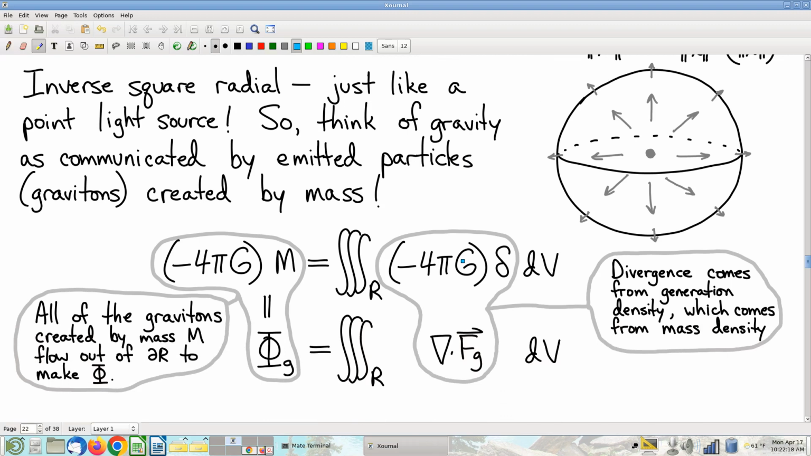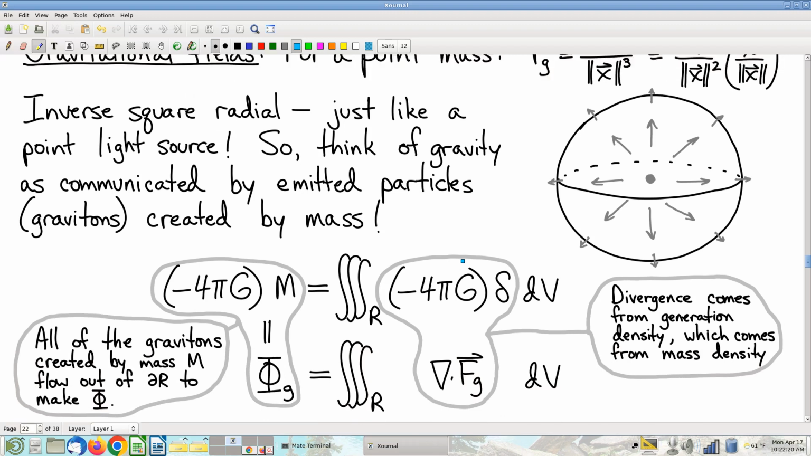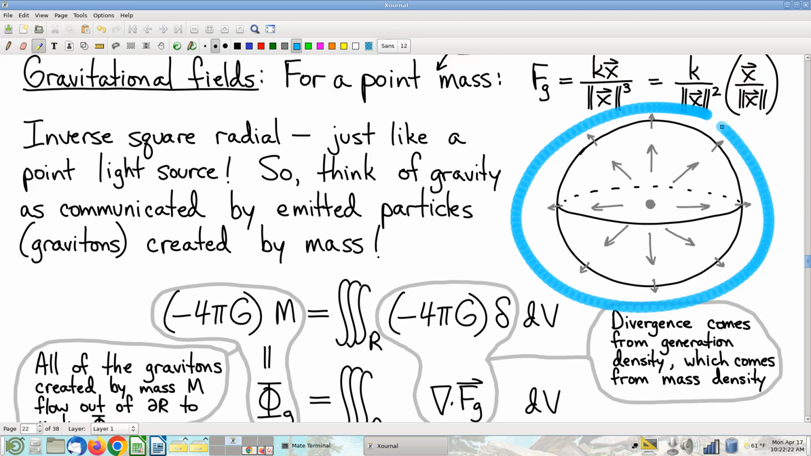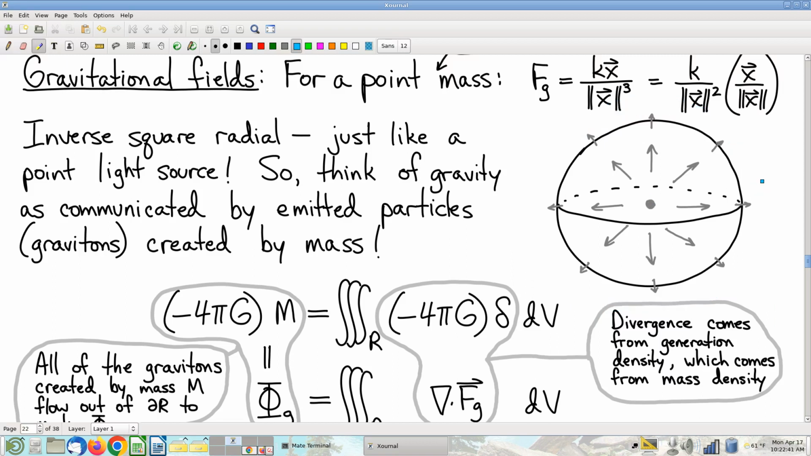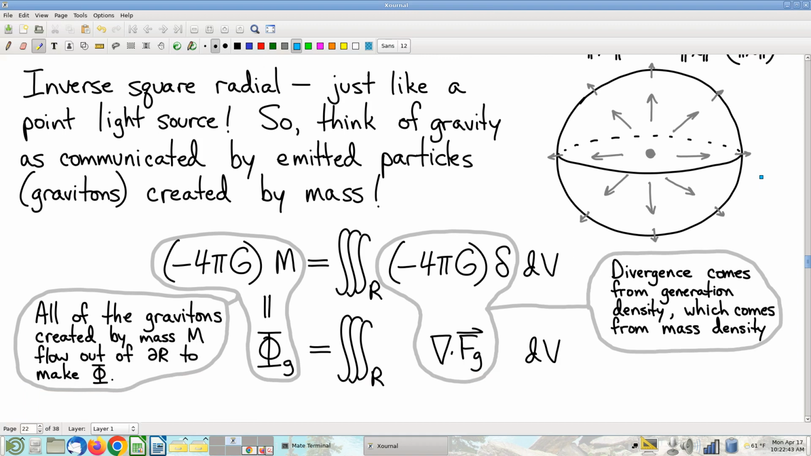Okay, so with that in mind, here's a picture then of the gravitational field. Notice it looks exactly like the picture we drew for the photon flow field from a light bulb, where this was the light source, the source of photons. Now it's a piece of mass, and it's the source of gravitons.